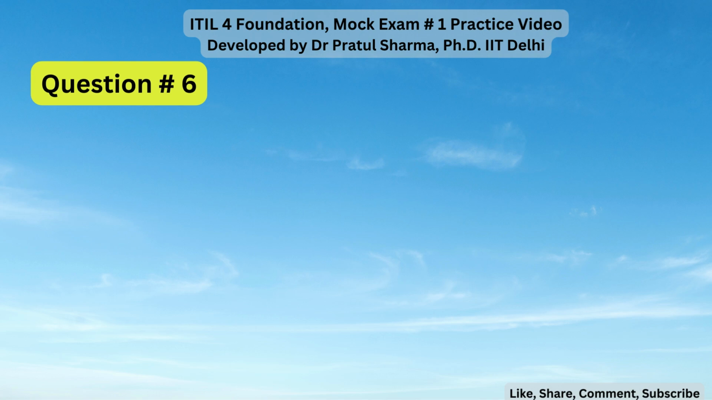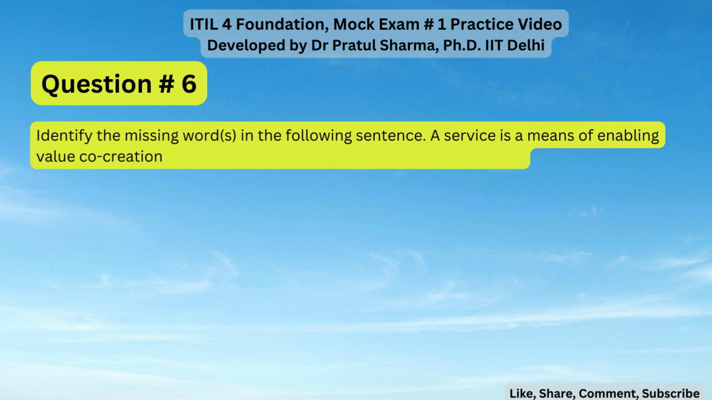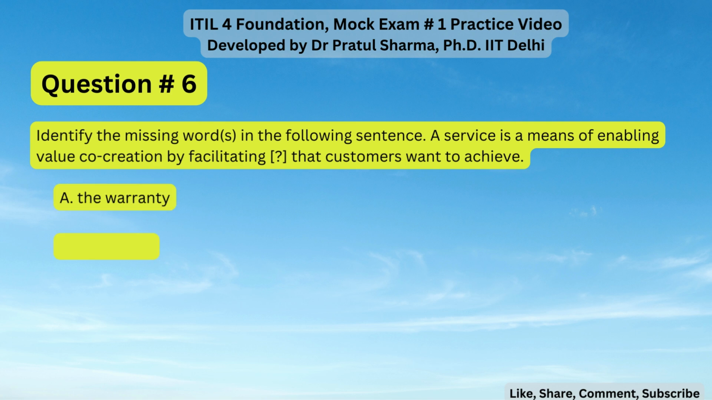Question number 6. Identify the missing words in the following sentence. A service is a means of enabling value co-creation by facilitating blank that customers want to achieve. A. The warranty. B. Outcomes. C. The utility. D. Outputs.